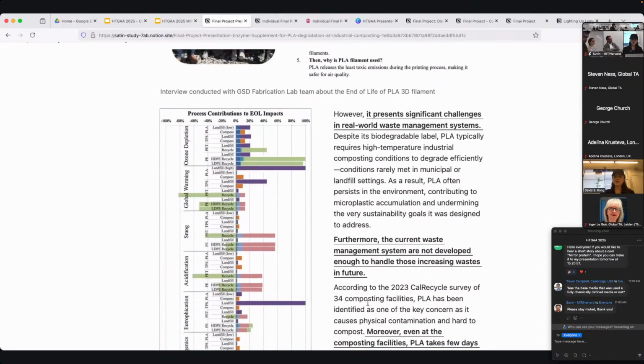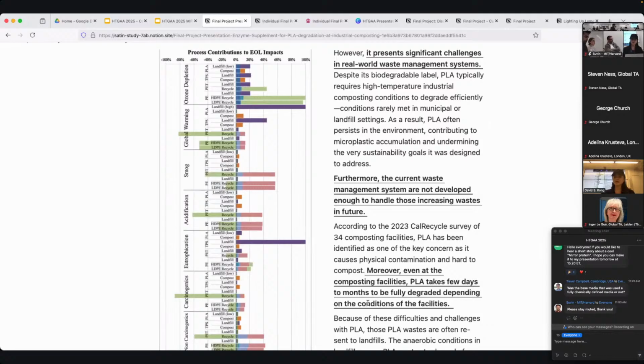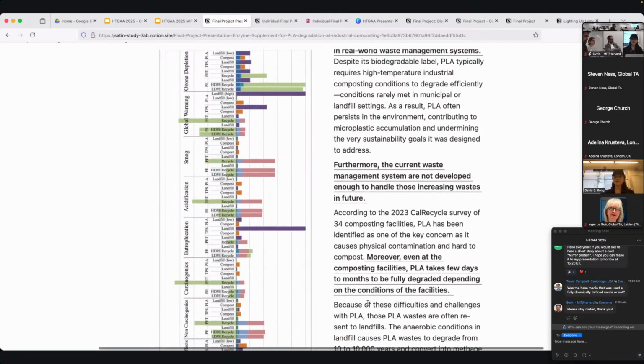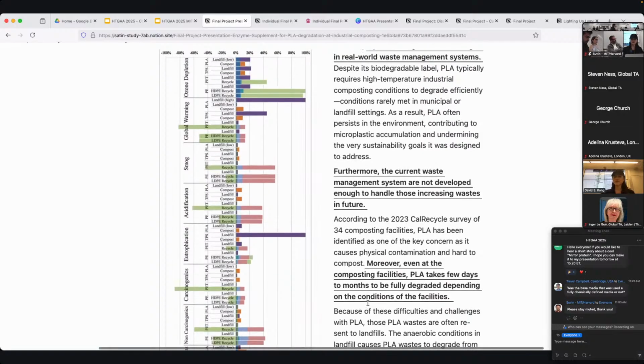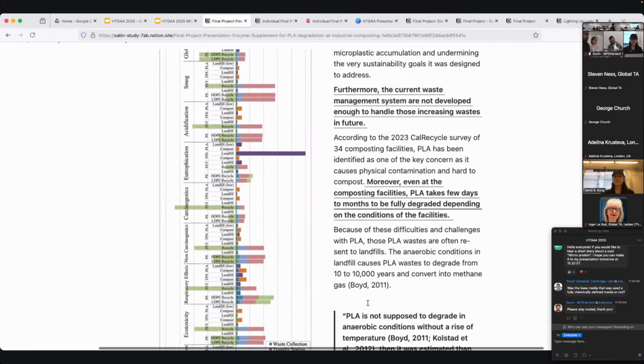According to another survey, PLA is considered a key concern because it causes physical contamination and it's hard to compost. It takes around 2 to 3 months to fully degrade, even in a composting facility. The problem with PLA going to landfill, as you may already know, is that PLA cannot biodegrade in anaerobic conditions like in the landfill, and it may take around 10 to 10,000 years to degrade and release methane gases during the deposition.